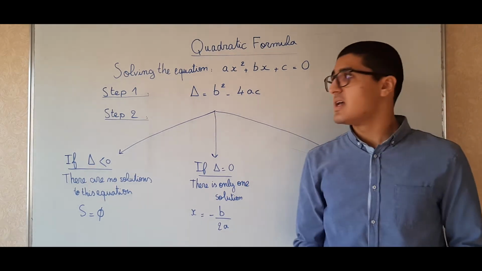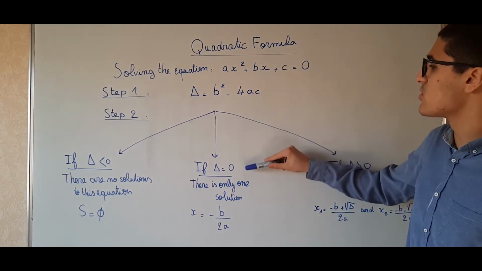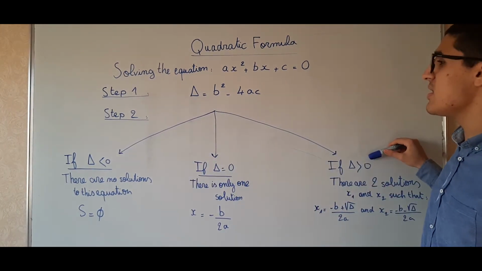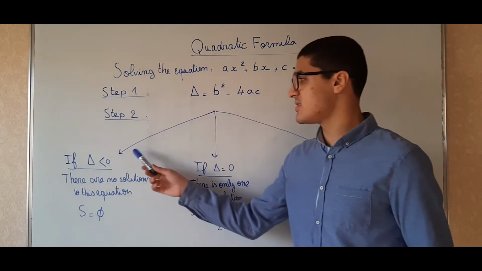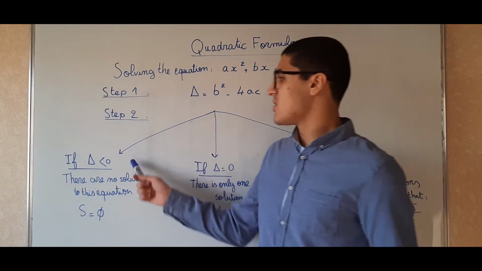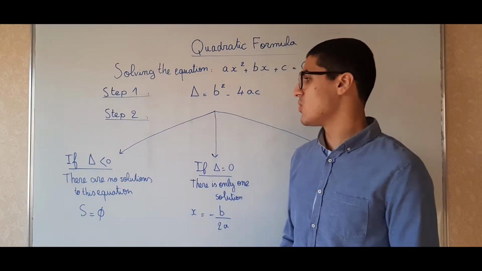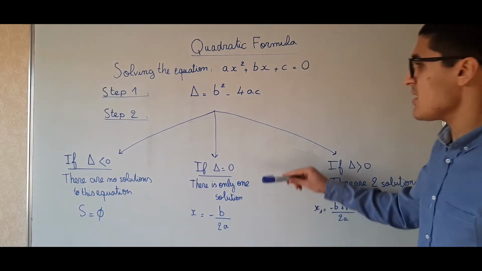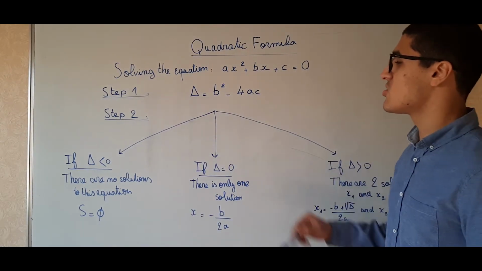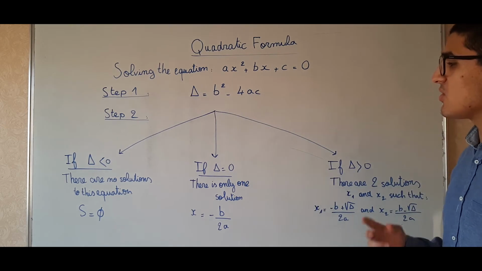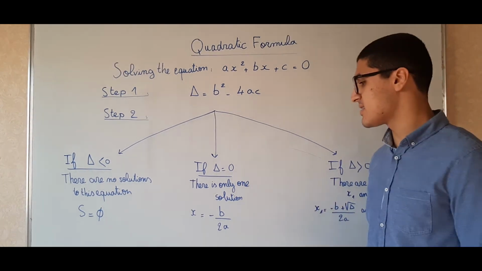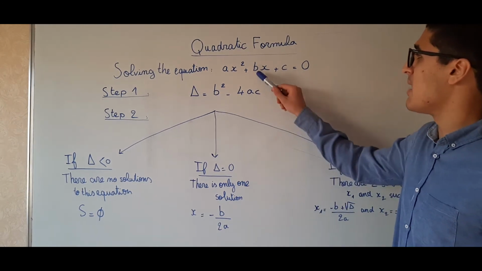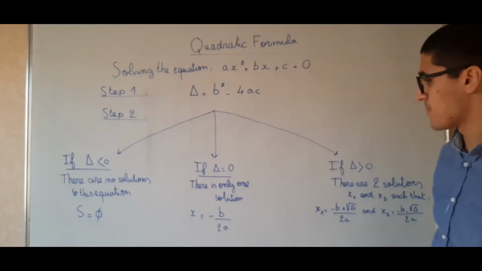The second step is to check whether this determinant is equal to 0, strictly less than 0, or strictly greater than 0. In the first case, if the determinant is strictly less than 0, then there are no solutions to this equation. In the second case, if the determinant equals 0, there is only one solution, and it's given by the formula x equals minus b over 2a.